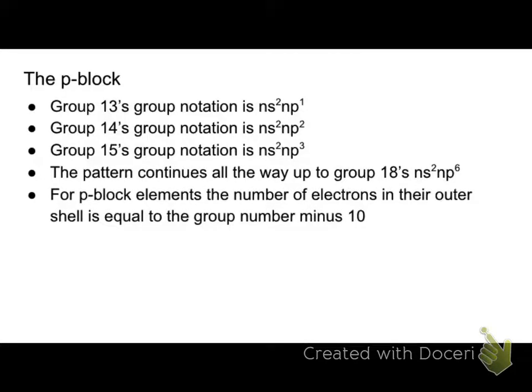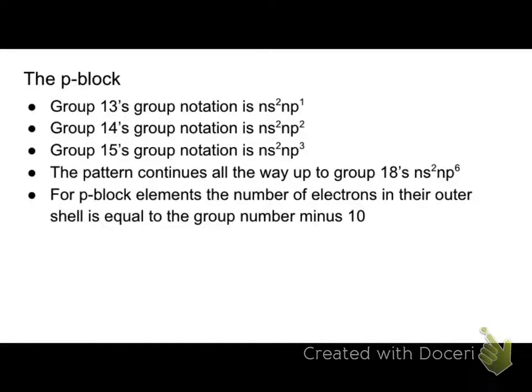For p-block elements, and this only works for p-block elements, you can take their group number minus the number 10 and find out how many electrons they have in their outer shell. So if you look at group 14, 14 minus 10 is 4. Those have 4 electrons in their outer shell.